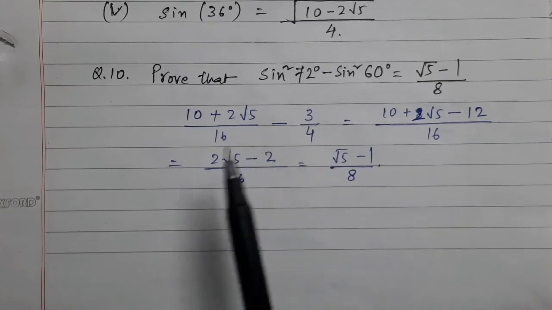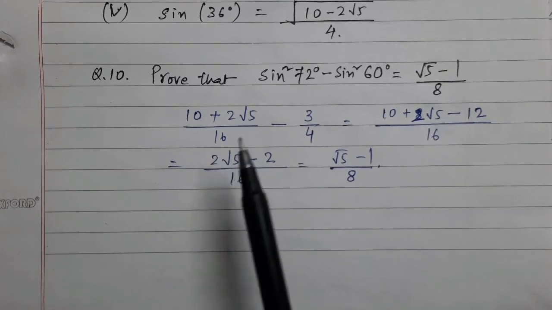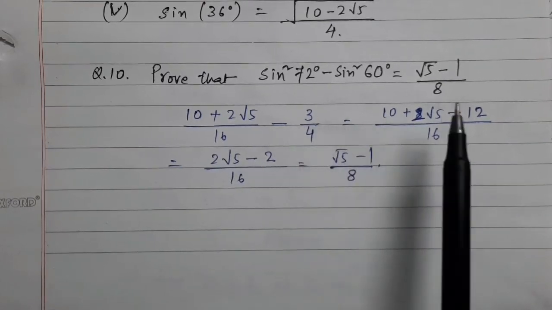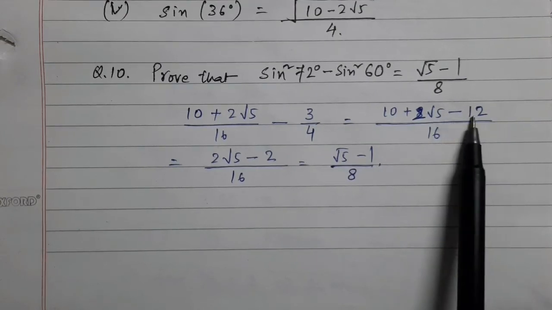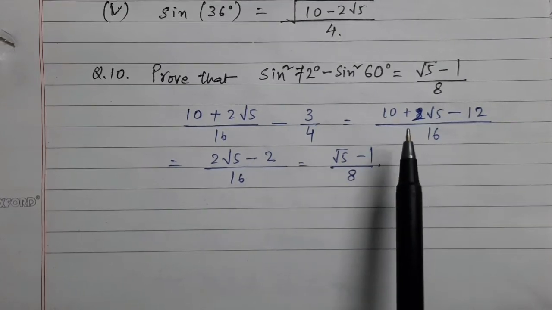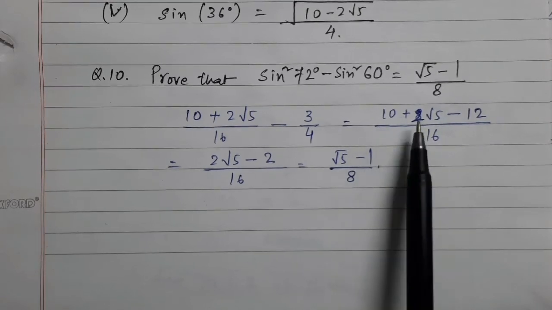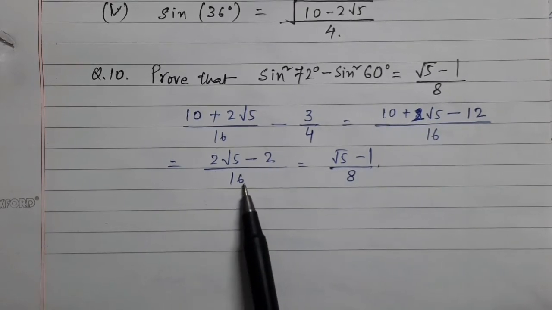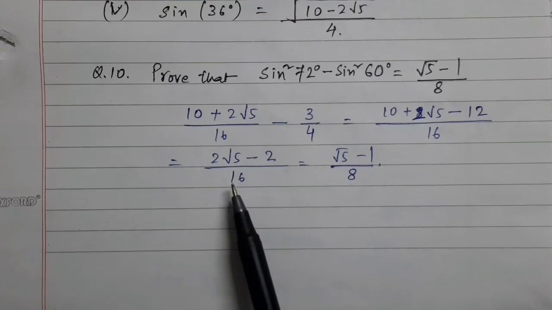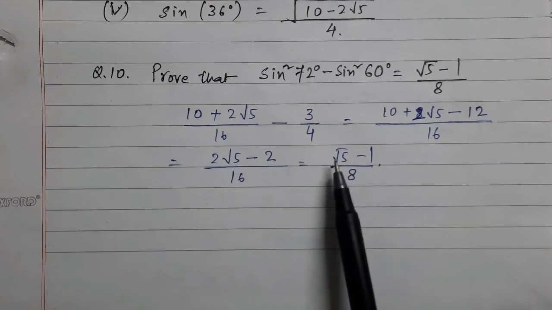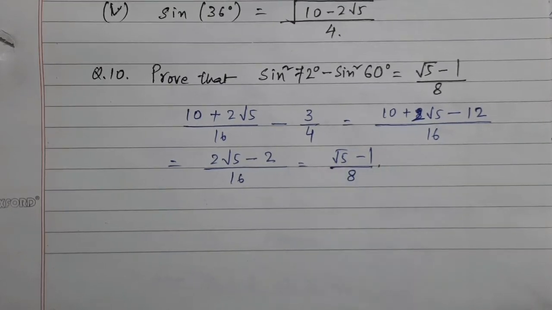Now we can do the LCM. So if we do the LCM, 4 will be multiplied with this, so it will become minus 12. So this will be 2 root 5 minus 2 by 16. Now we can take 2 common and cancel it out with 16, so it will be root 5 minus 1 by 8.